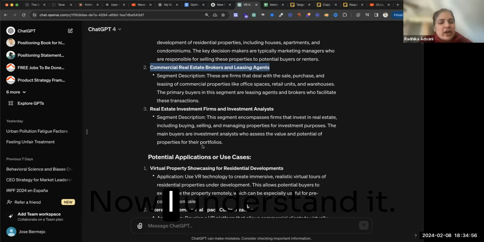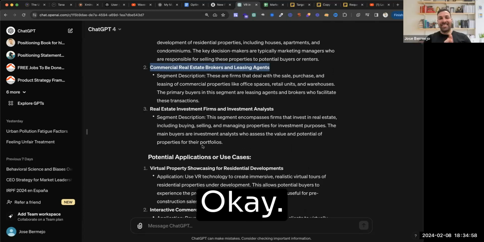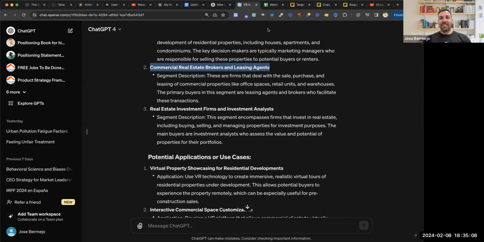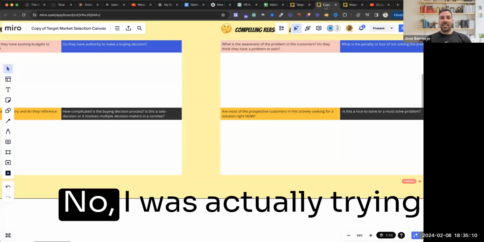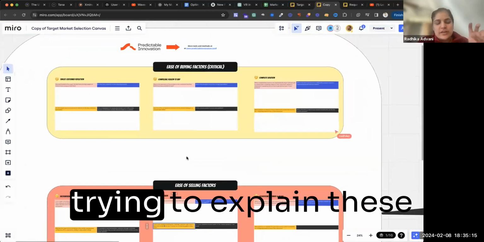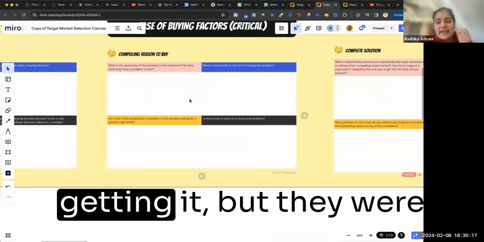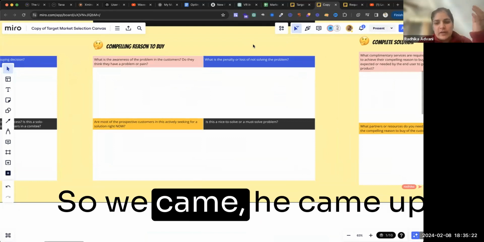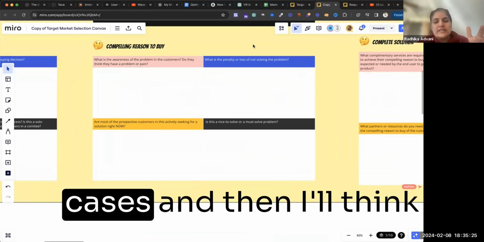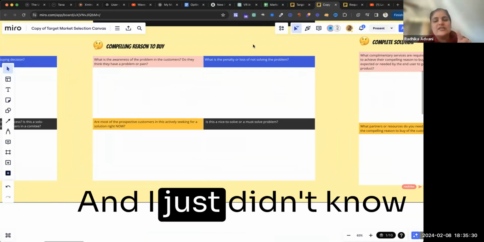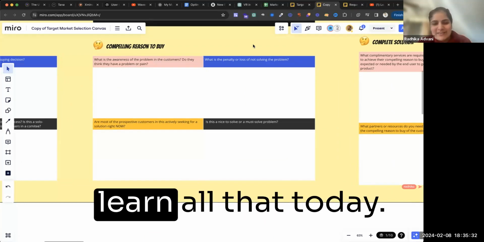Okay. Now I understand it. Boris? Yeah, seems clear so far. Okay. Radhika, you have more questions? No, I was trying to draw a parallel to my work, and somebody else was trying to explain these different markets to me, and I was just not getting it. They were different use cases. He said, think of these 3 different use cases, and now think how your solution can fit into them. And I just didn't know how it will work. So maybe I will learn all that today.